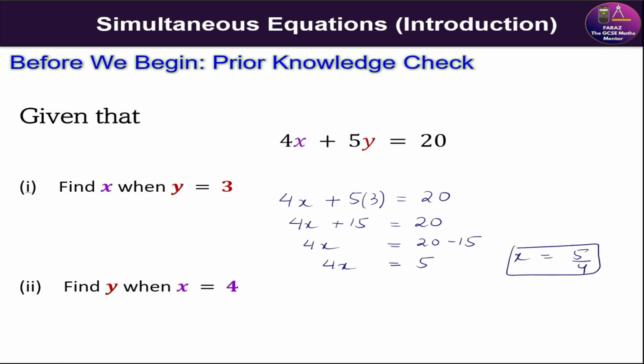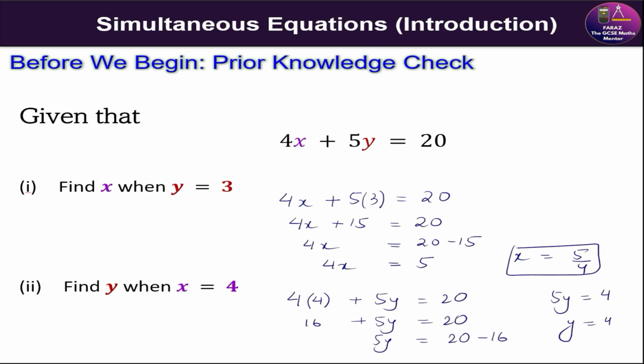Alright, next find y when x equals 4. So we have to use the same equation, and now the x value is given, so substitute x there. 4 times 4 plus 5y equals 20, and then it would become 16 plus 5y equals 20, and therefore 5y equals, subtracting 16 on both sides, 20 minus 16, and 5y equals 4. Therefore, y equals 4 over 5. Quick and easy. Now we are warmed up.